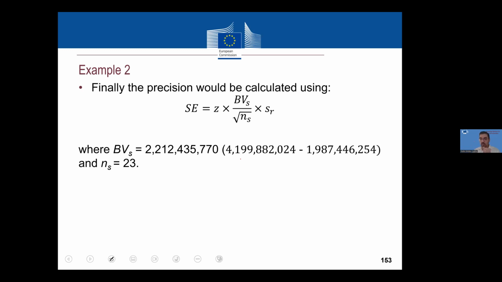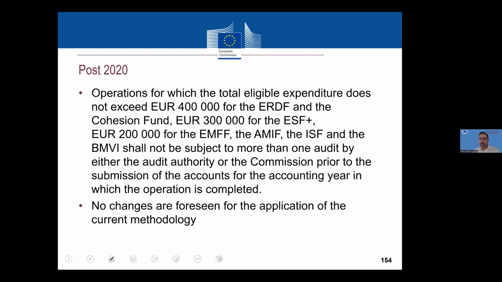Some final words about the post-2020. What do we have for the post-2020? Well, again, we have thresholds, operations whose total eligible expenditure does not exceed, again, 400,000 for the ERDF and Cohesion Fund, 300,000 for ESF plus, and so on. You have here these thresholds, again, shall not be subject to more than one audit prior to the submission of the accounts of the accounting year in which the operation is completed. So again, it means just one audit for the programming period.